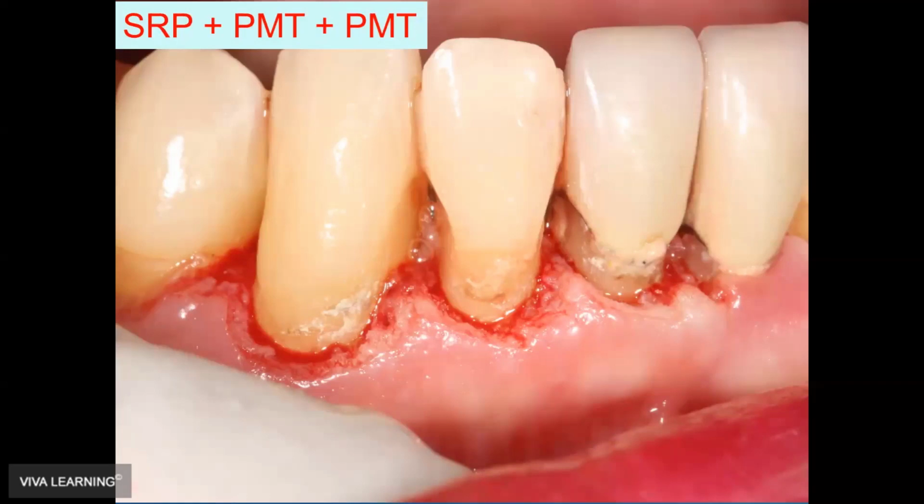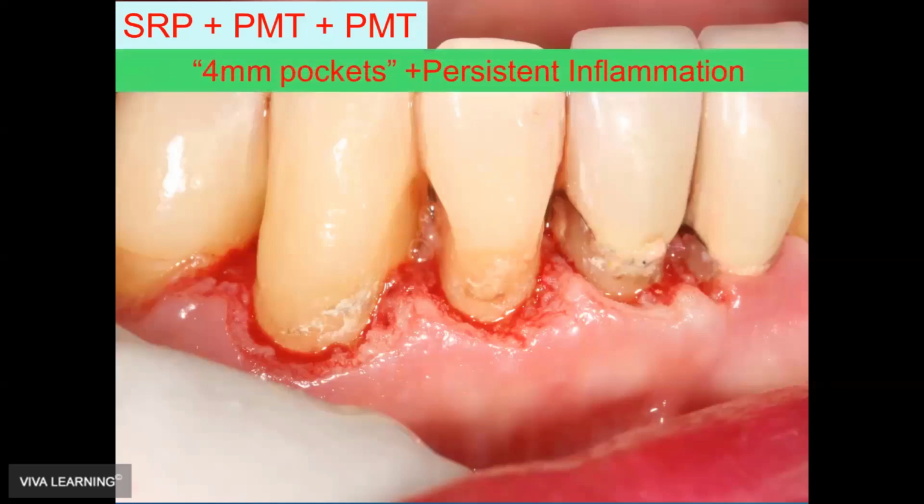So this is a case that was scaled and root planed by a very diligent and well-trained hygienist. I say that because I trained her myself. And then the patient went through 2 periodontal maintenance appointments, but the patient kept coming in with these 4 millimeter pockets in the mandibular anterior region with persistent inflammation. There was a lot of profuse bleeding on probing.